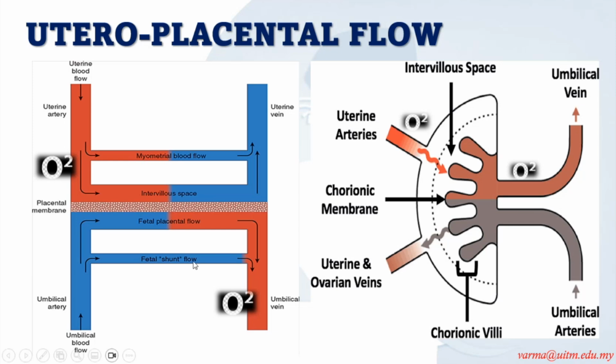So the intervillous space. This is your placental membrane, which is sandwiched on one side by the maternal circulation, and on the other side by the fetal circulation. So the uterine artery will carry the oxygenated blood, and it will get exchanged at the placental membrane and be carried by the umbilical vein. In the fetus, the oxygenated blood is carried by the umbilical vein, not the umbilical artery. Okay, we have a single umbilical vein and 2 umbilical arteries. Okay, please remember that.